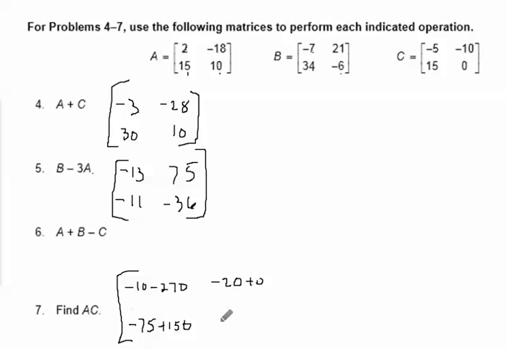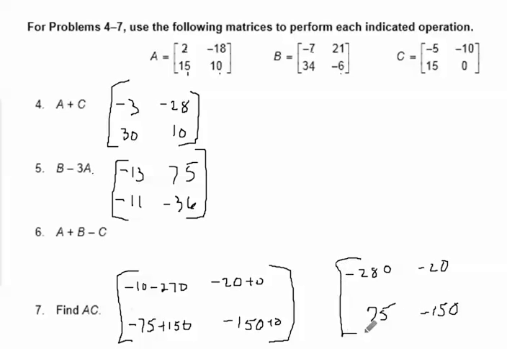Negative 15 times negative 10 is a negative 150 plus 0. And those would be the entries I'll have there. So this will be negative 280. This will be negative 20. This one will be 175. And this will be negative 150. You guys see how I did that? I took this row times this column, and that was the first entry here. That's how you multiply matrices.